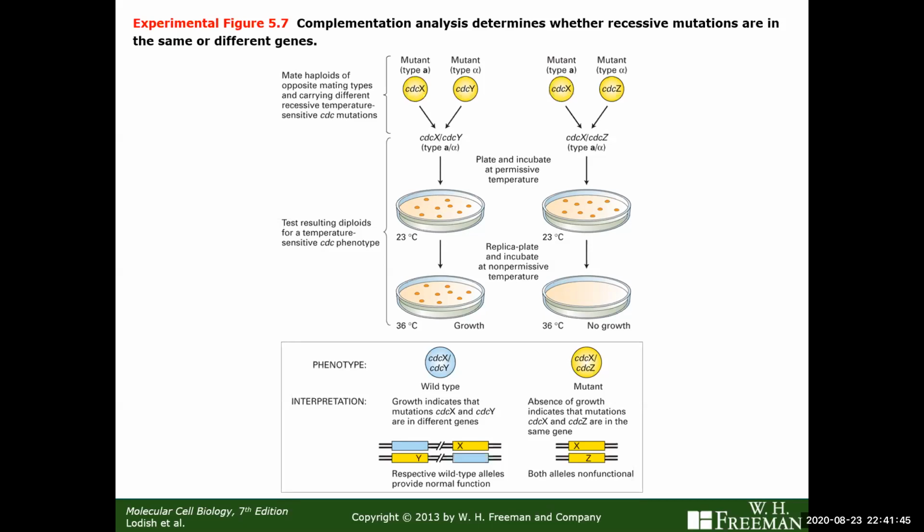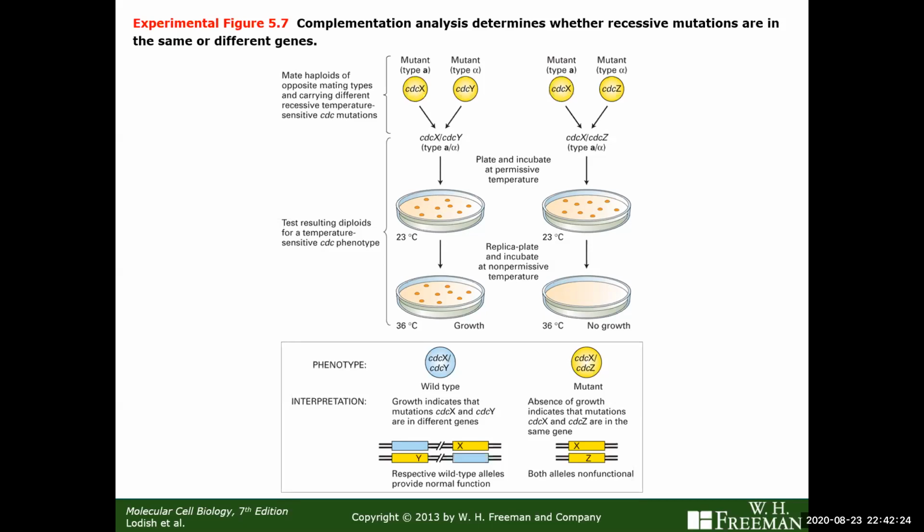But in the second example, where the diploid failed to grow in 36 degrees centigrade, just like the haploids, chances are that the two haploids are mutated in the same gene. So in the diploid, neither CDCX nor CDCZ could supply a good copy of the X gene. Therefore, it is homozygous mutated for X. I'm not saying it is mutated in the same base. I'm not saying CDCX and CDCZ have identical alleles of the X gene.